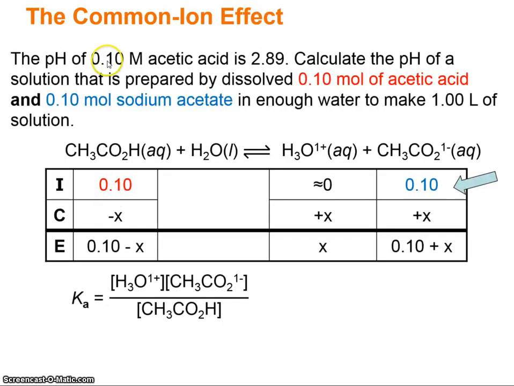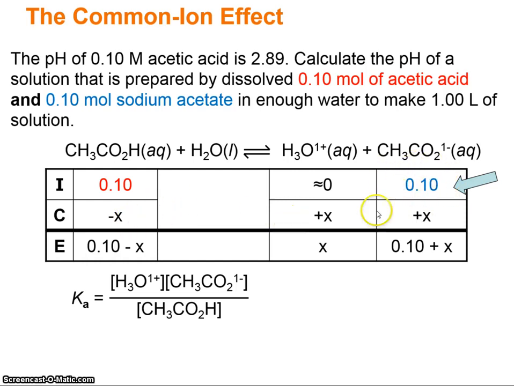So for example, if I've got 0.1 molar acetic acid, its pH is 2.89. But what if I've got a mixture of 0.1 molar acetic acid and 0.1 molar sodium acetate dissolved into 1 liter? I'm going to set up an equilibrium expression on an ice table just like I would for a weak acid. But now I've got my concentration of acetic acid, and a concentration of acetate in here as well.